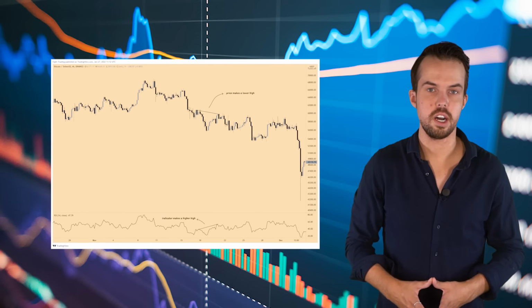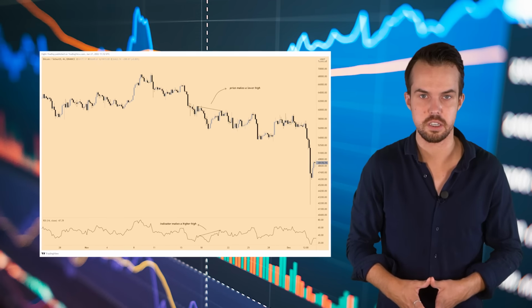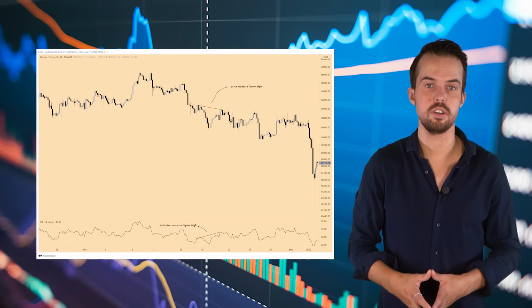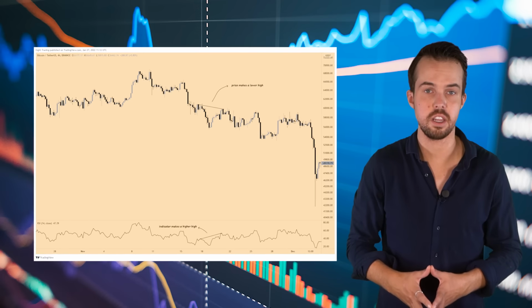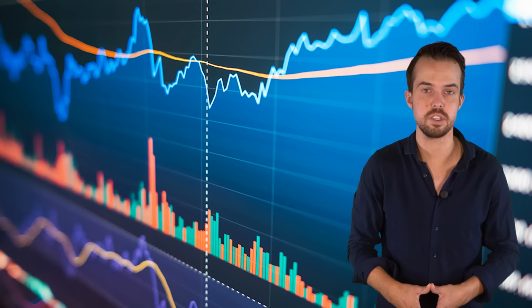As can be seen in the chart, the price is making a lower high while the RSI is making a higher high, as a result of which a hidden bearish divergence is taking place. After this divergence, a bearish reaction immediately takes place, and thus this hidden bearish divergence in combination with a resistance zone was an excellent place to take profit or to de-risk.